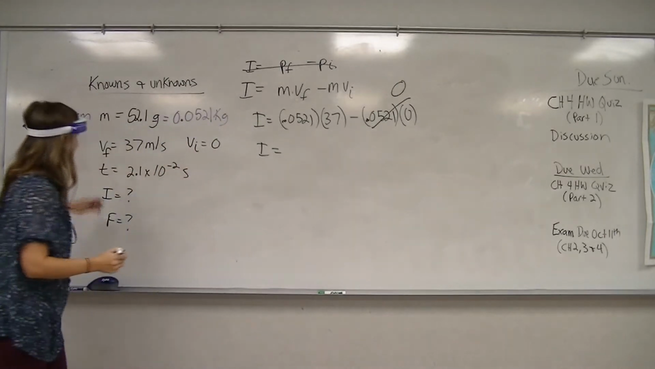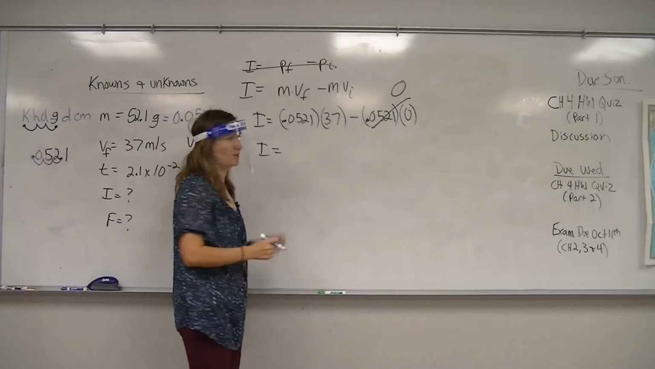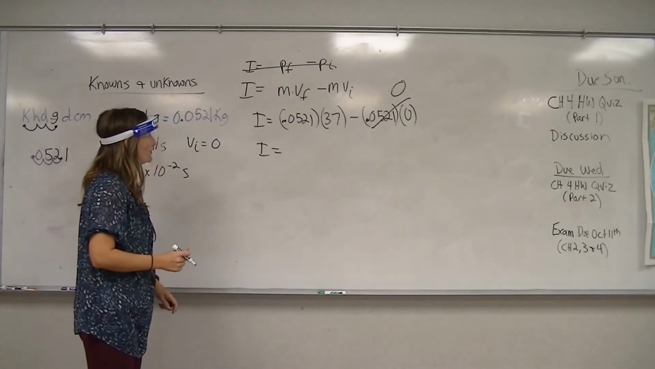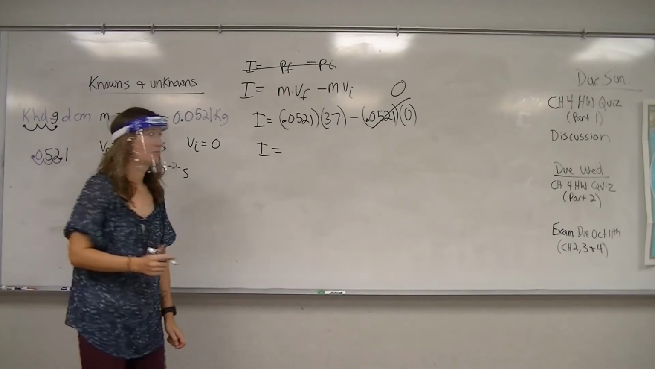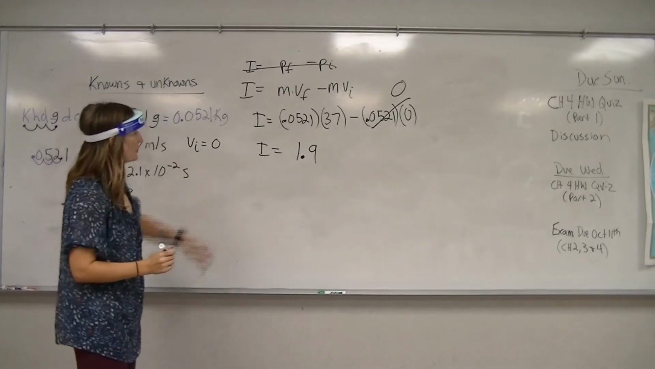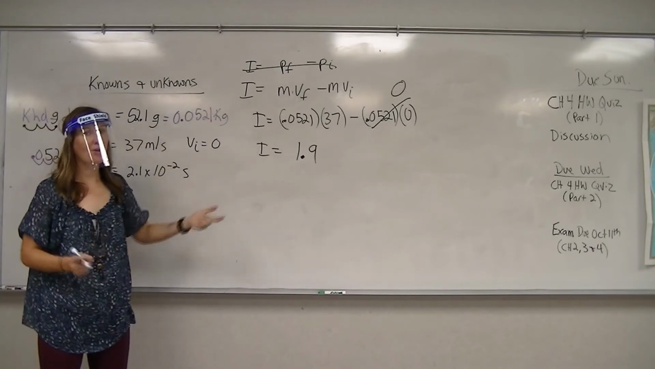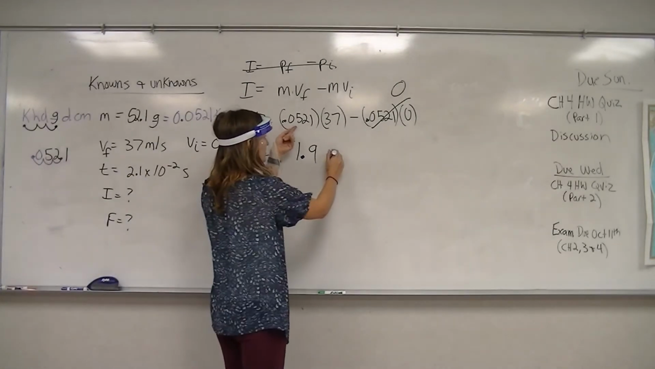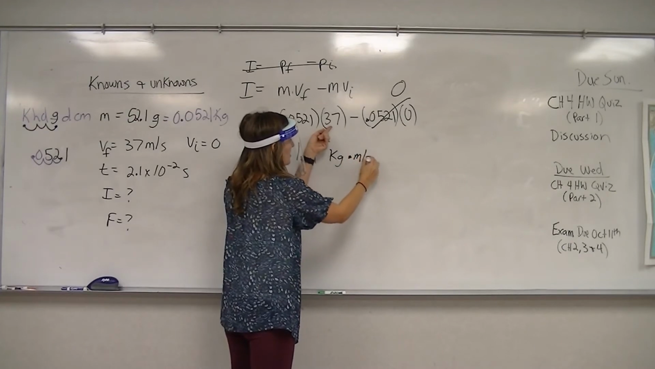How many sig figs do we need? 2? Yes, 2 sig figs because of the final velocity. What are we getting? Anyone? 1.9? Is that what you said? Anyone else? Anyone want to double check? What are the units? Well, impulse is just change in momentum. So impulse and momentum have the same units. Okay, kilograms, because we took the mass, times meters per second, because we multiplied that by the velocity.